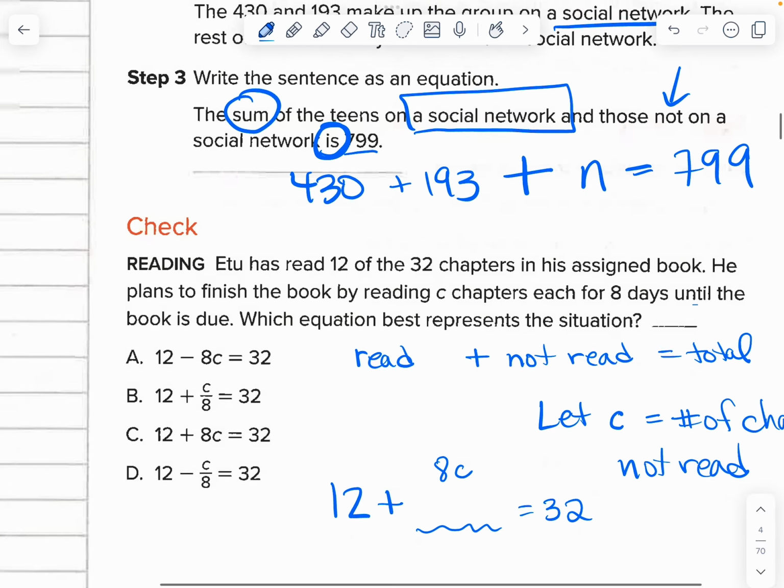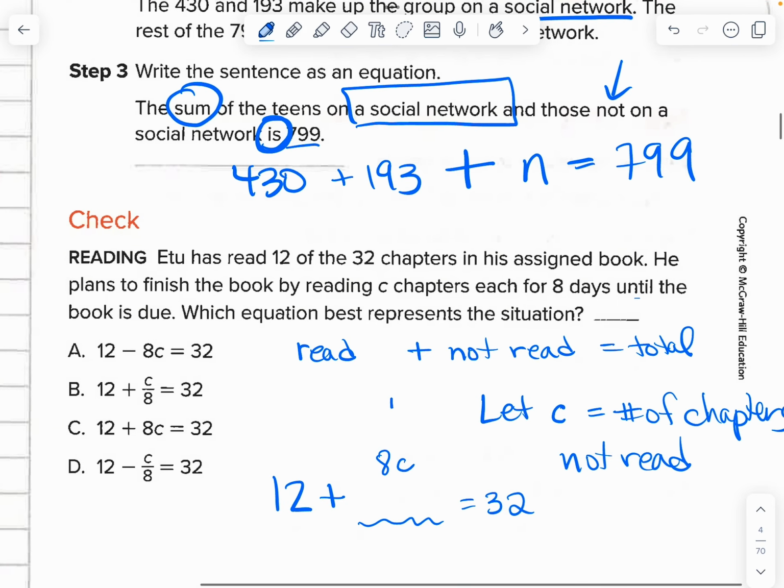It would actually be the 8C, because if I have 1 day, then it would be 1 times 8. So if I read 1 chapter for each of 8 days, that would be a total of 8 chapters. If I had read 2 chapters each day, I would take the 8 and multiply it by 2. That would get 16. So this right here, we already know for sure that we have 8 days of reading. So 8C is going to be our answer.